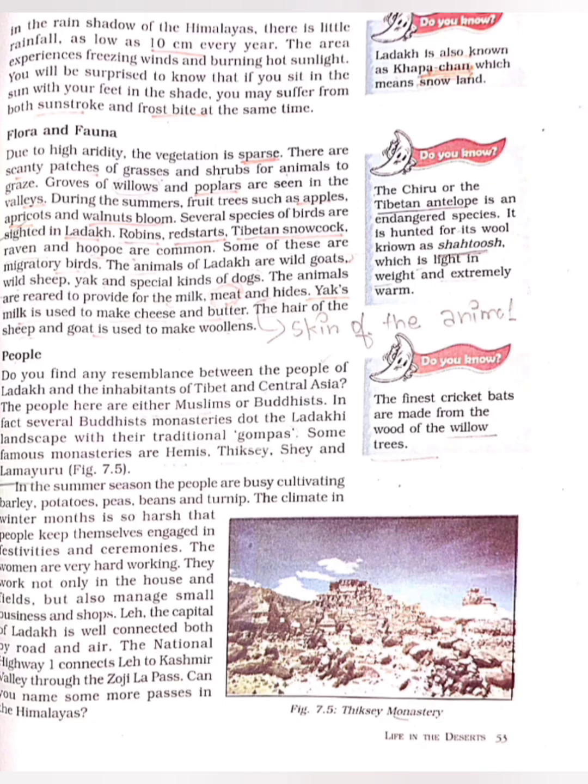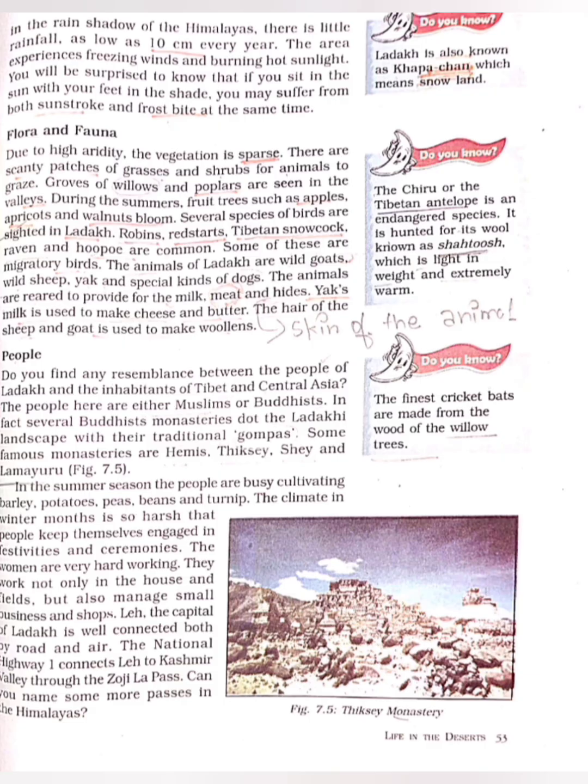If you are in Ladakh, in a small amount of sunlight it is hot, but in the shadow zone, where there is hardly any sunlight, it is cold. That is due to the temperature. This is the climate of Ladakh. Do you know Ladakh is known as Khapachan, which means the snow land?